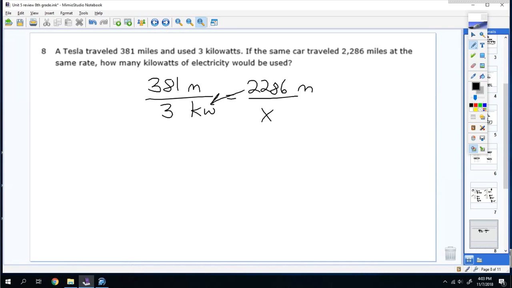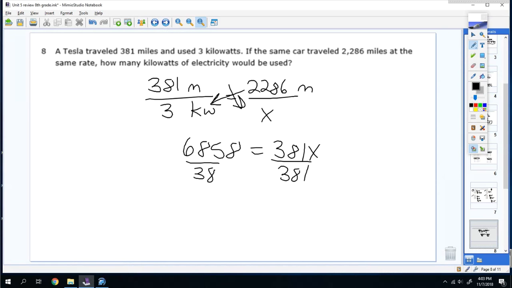So you're going to do 2,286 times 3, which is 6,858. And then 381 times x is just 381x. So then you divide that to both sides, which is 18. So it only used 18 kilowatts of electricity. I think that's pretty cool. All right, a couple more.